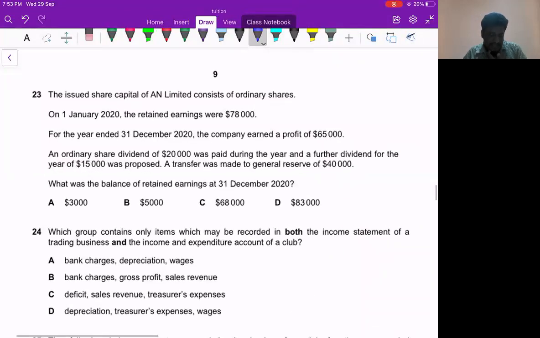Question 23. The issued share capital of AN Limited consists of ordinary shares. Retained earnings is 78,000. For the year ended 31st December, the company earned 65,000, and an ordinary share dividend of 20,000 is paid and a further dividend of 15,000 is proposed. You remember, a proposed dividend you cannot record anywhere. And then there's a transfer of 40,000. What is the balance of the retained earnings? So they want only the retained earnings.